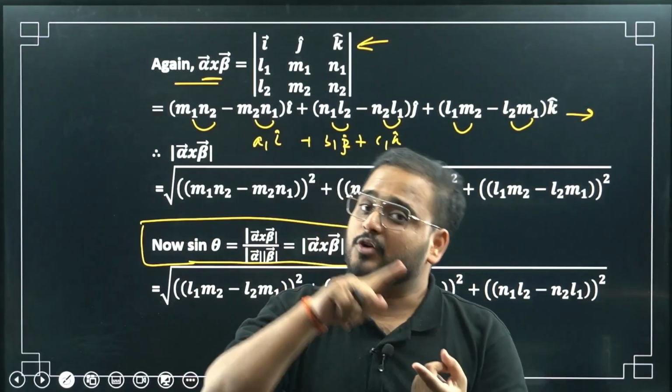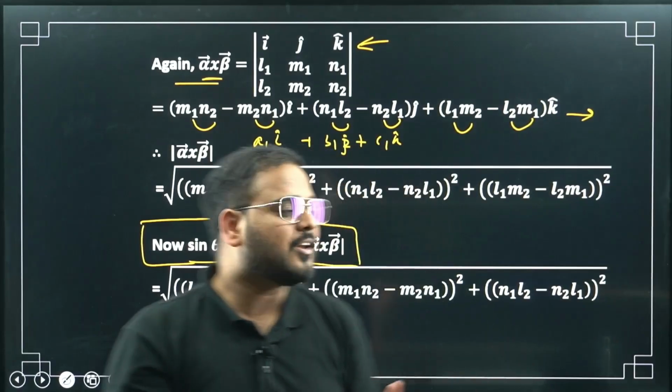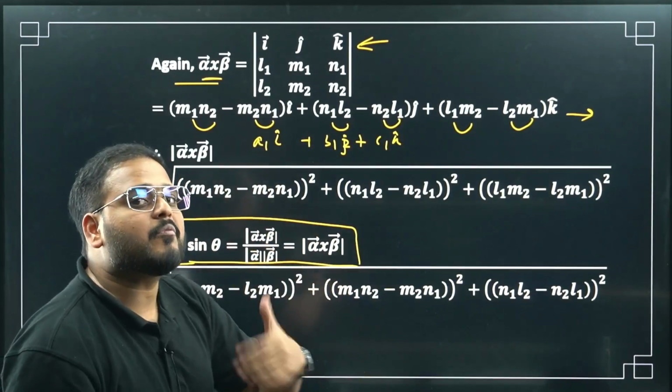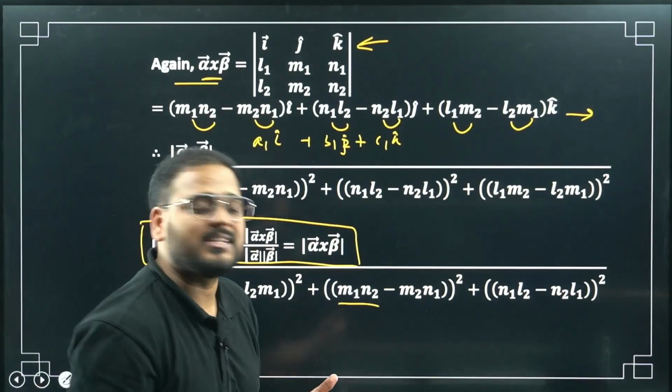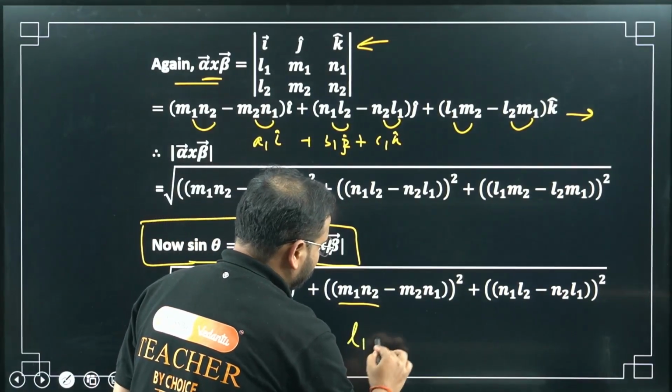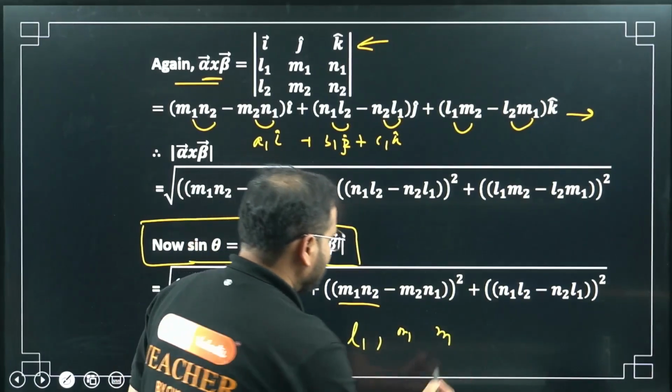There we can use either the dot product, the cos theta, or we can use the cross product, which is sin theta, right? And to establish the relation between what? The relationship between the direction cosines, sir. L1, M1 and N1. What are these?